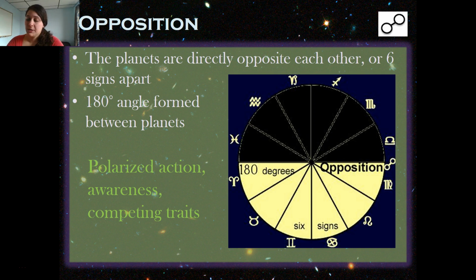And opposition, so this is the most well-known. This is when the planets are directly opposite each other, 6 signs apart, 180-degree angles. So when two planets are in opposition, then you get polarized action. It doesn't necessarily mean that they are opposing each other, as it sounds like it should mean. Sometimes it means that you take a blended approach to things and you pull on 2 very different energy sources for that.